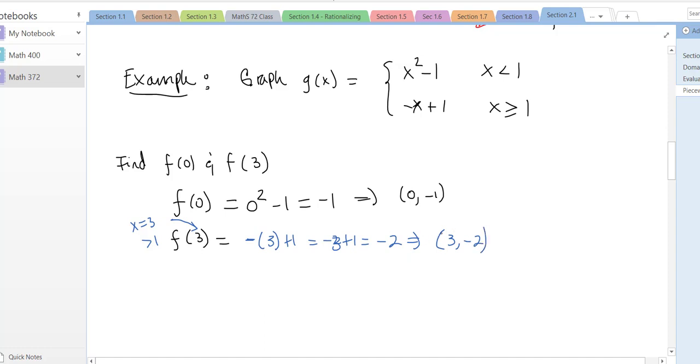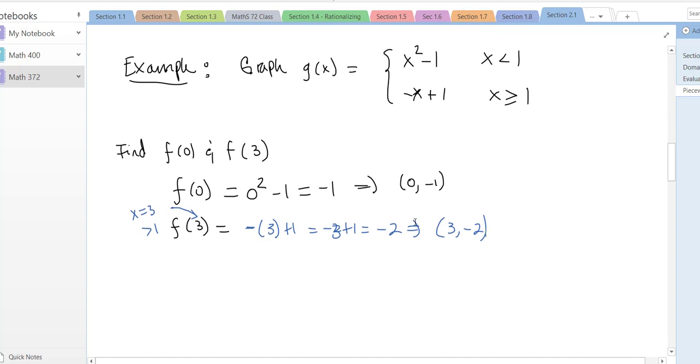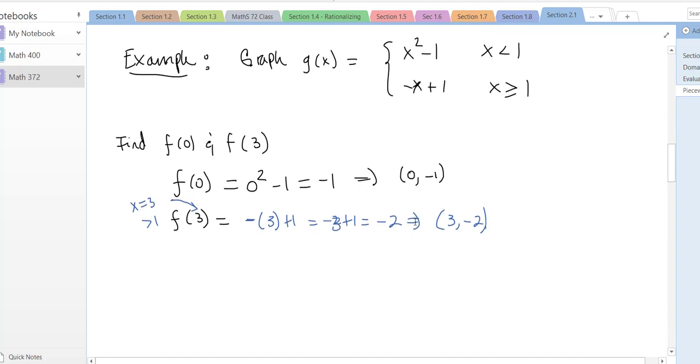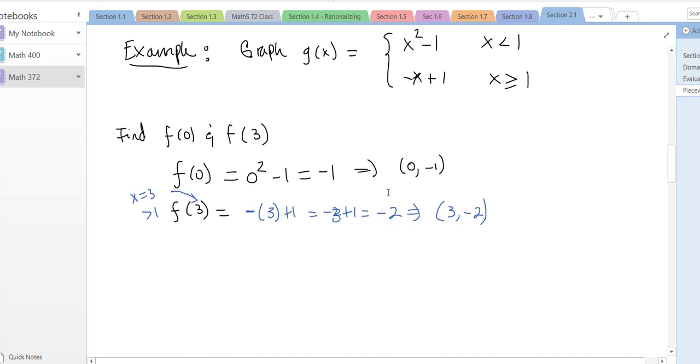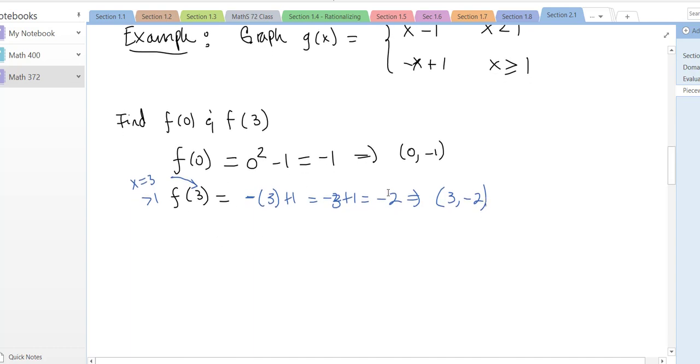Okay, so you can plot points to try to graph the functions, but I find visually that if I graph the two functions individually and then piece it together at 1, it's a little better than plotting points. So let's look at what each of them does individually. My pieces are made up of y equals x squared minus 1. So what does this one look like? And the other one is y equals -x plus 1. So what does that one look like? And then we'll put it together here for g of x.